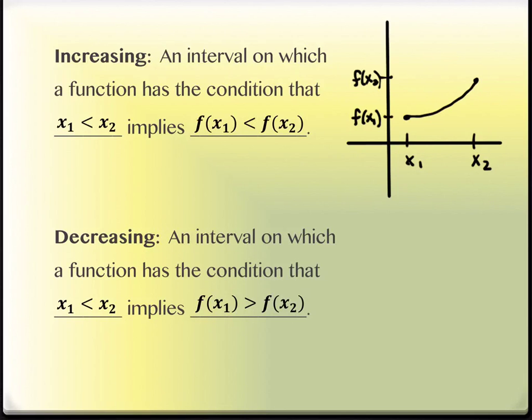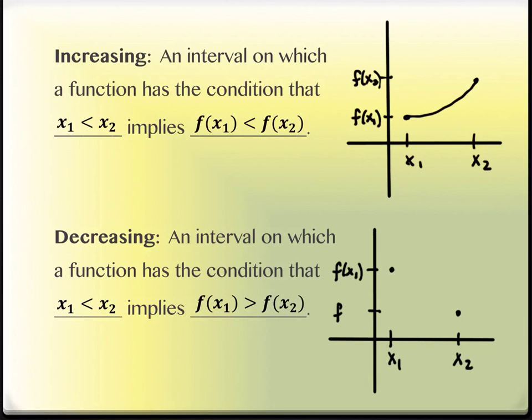All right, decreasing. This is an interval on which a function has the condition that if x1 is less than x2, so they're in the same order on the x-axis, then f of x1 is greater than f of x2. So it's basically the same graph, just opposite. Right. So x1 and x2 are in the same locations. But the x1's y value up here, so this is f of x1, needs to be higher than, larger than, bigger than the x2's y value, f of x2.